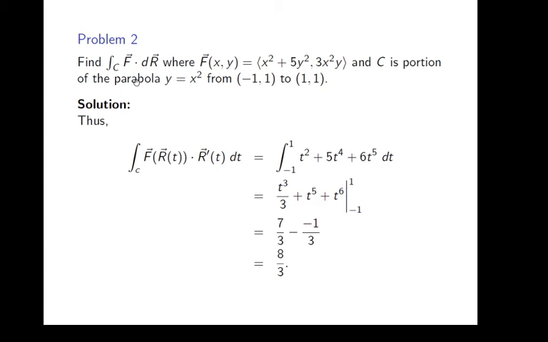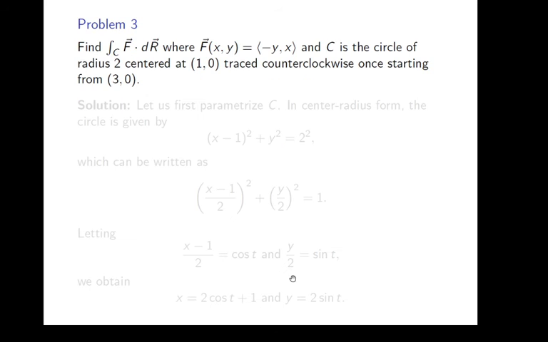So the required line integral of f over the parabola c from the point (-1, 1) to (1, 1) is 8/3. Let us now move on to the third problem.